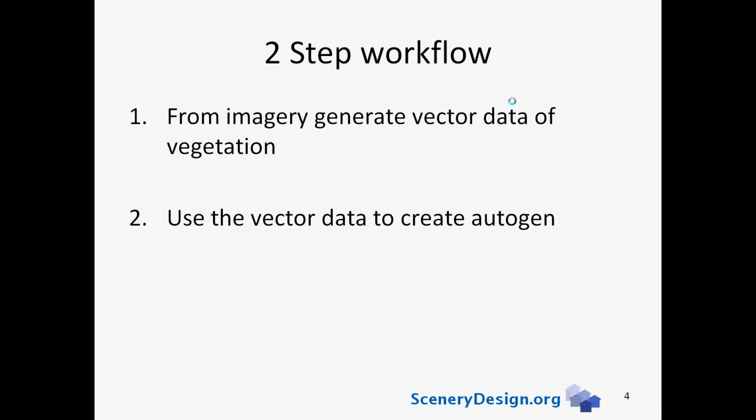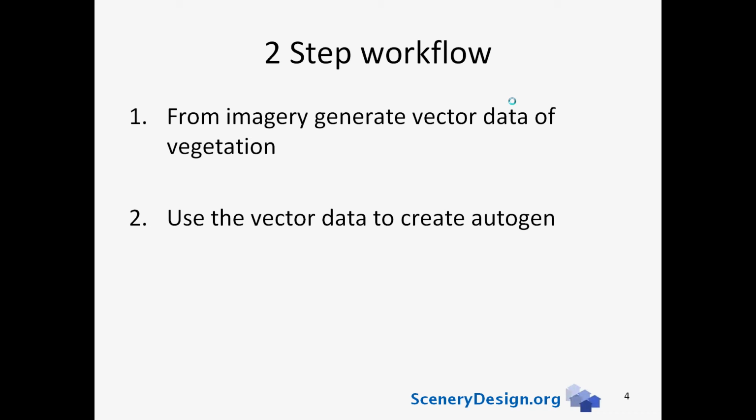So how does it work? There's basically a two-step workflow. The first step is that you use the detect features step to create new vector data of the features you want to detect, so for example the vegetation. And the second step is that you create autogen from that vector data.